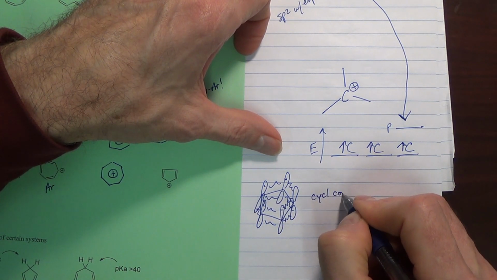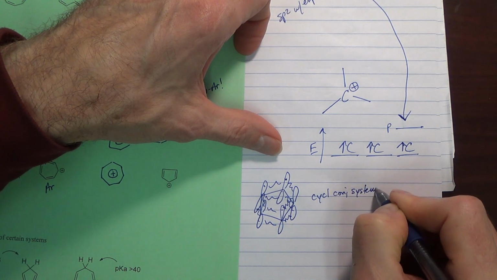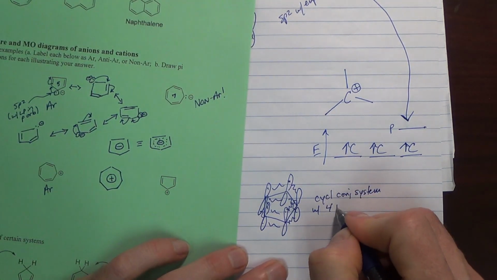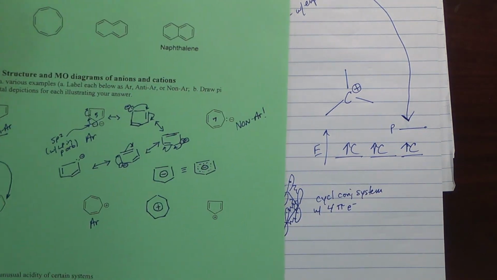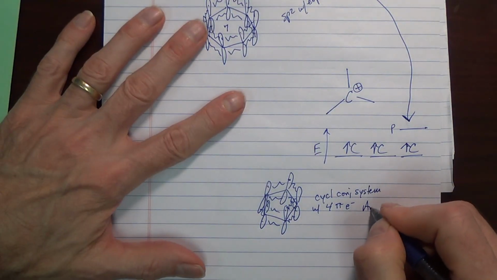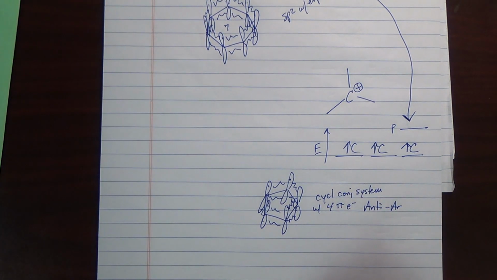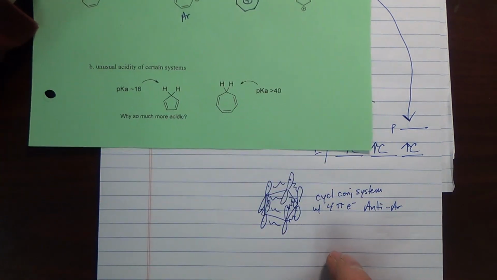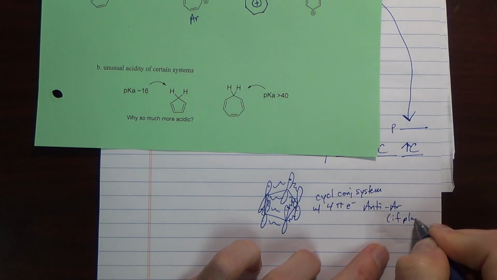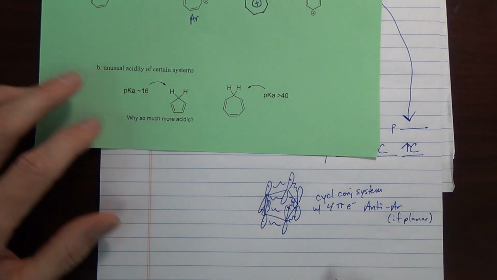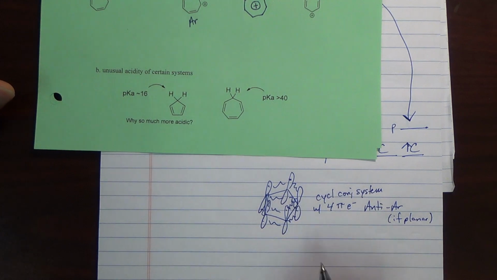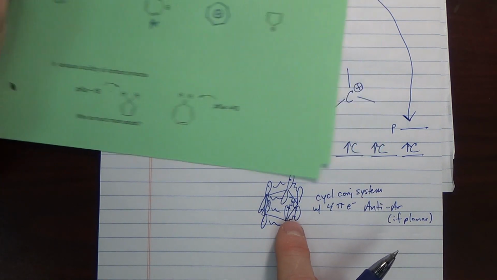Cyclic conjugated system with 4 pi electrons. And Huckel's rule tells us that that would be anti-aromatic. Again, if planar. Now this is likely indeed planar because that's most likely sp2 with an empty p orbital. I can't see it with any other hybridization.